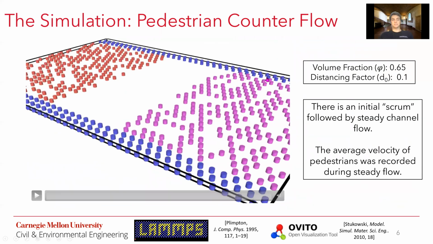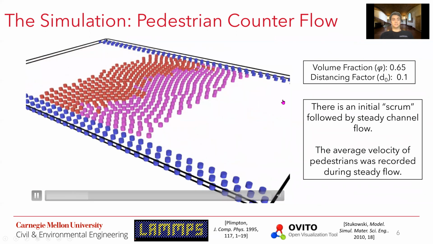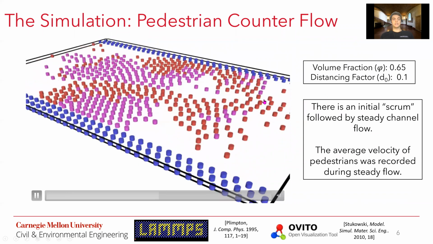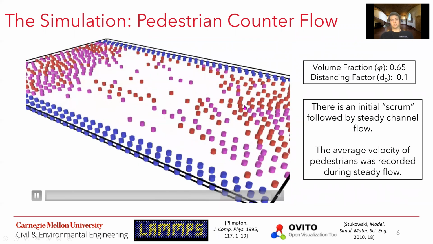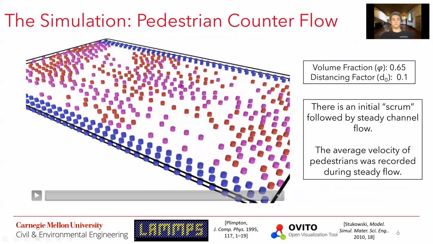Here is an example of what a simulation of ours looks like. We used LAMMPS for the particle simulations, and then the visualizations here were created using OVITO. Our simulations model a corridor counterflow where pedestrians, the red and pink particles here, attempt to move in their desired direction at the same desired velocity. I'll play the video here, and you can see that there is an initial scrum followed by steady channel flow. The average velocity of just the red pedestrians was sampled during steady channel flow to create the fundamental diagrams that we will see later.